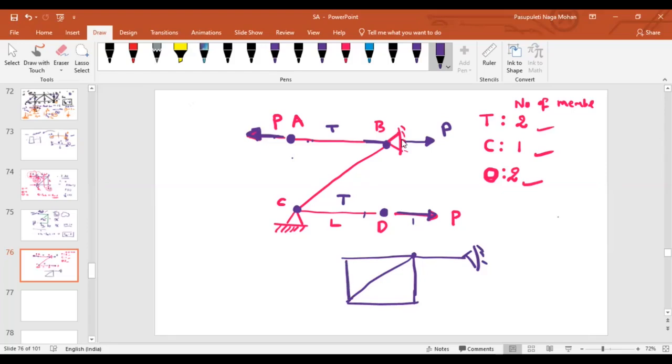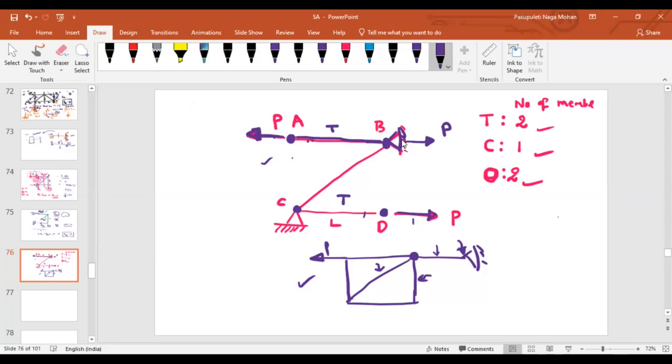What is the difference between the previous problem and this problem? If there is a force acting at this joint, it will be transferred to this member, and after that it will transfer to this joint. But what is happening here? Member force AB, as it is directly connected at this support, this force will be directly taken care of by support P.